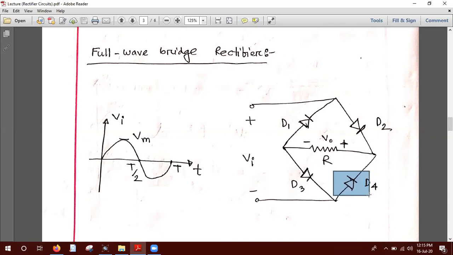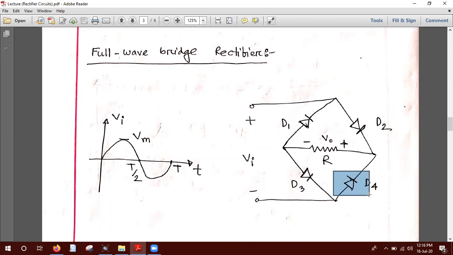So that's why, during the negative cycle, we all know that the voltage connects in the negative for a reverse bias condition of the diode. So that's why we do not get the negative voltage.